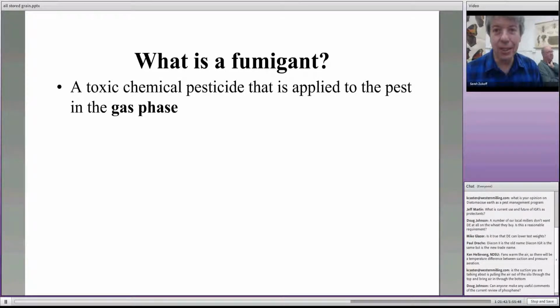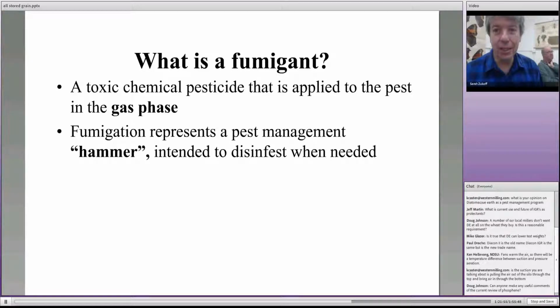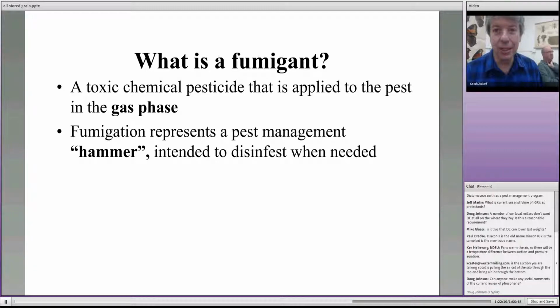So I'm going to talk about what a fumigant is in this slide first. It is a toxic chemical pesticide applied in the gas phase. Basically, that's what separates it from the others. It has no residual activity. I'll get to that later. Here's that comment about the hammer. It is intended to disinfest when it's needed. So again, for IPM, we want to ask the question: do I need to use that hammer or not? In many cases, you don't. So this is the idea of don't use it unless you need it, and it's nice to have some monitoring information to know if you need it or not.